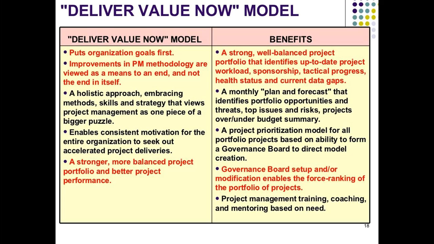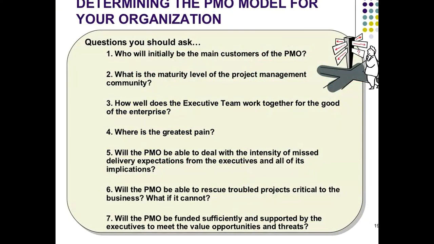A strong, well-balanced project portfolio that identifies up-to-date project workloads, sponsorship, tactical progress, health status, and the current data. The monthly plan and the forecast that identify the portfolio opportunities, threats, top issues, risks, and the projects over and under the budget. The project prioritization model for all the portfolio projects based on the ability in the form of governance, and governance is of course everything for the successful delivery, and this is a delivery model as well. So next we'll look at determining the PMO model for your organization.